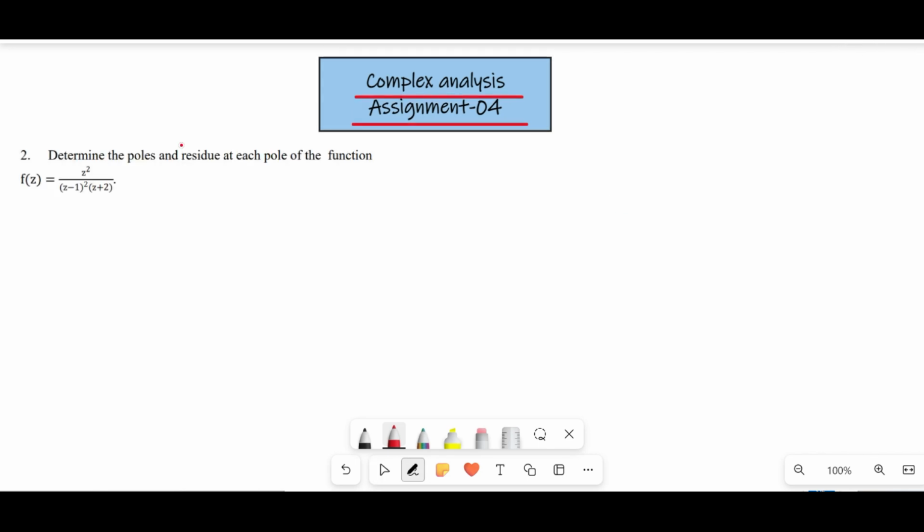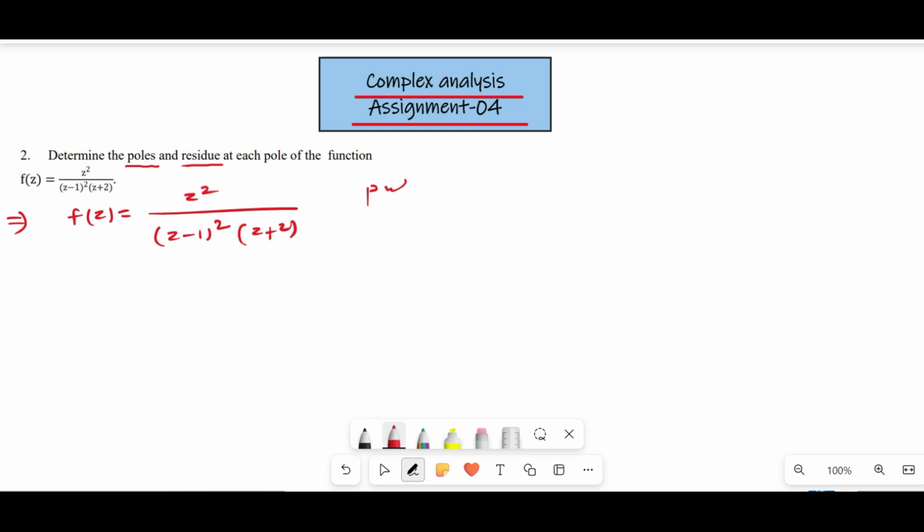So now in problem second, we need to find the pole and its order and also find its residue at each pole. So in this problem, let us consider the given function f of z, that is z squared over (z minus 1) whole squared multiplied by (z plus 2).